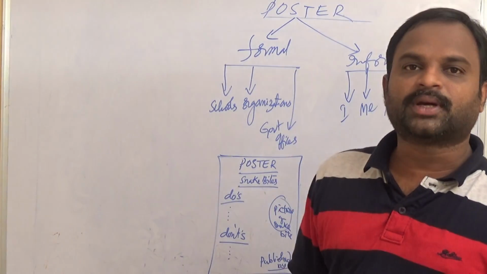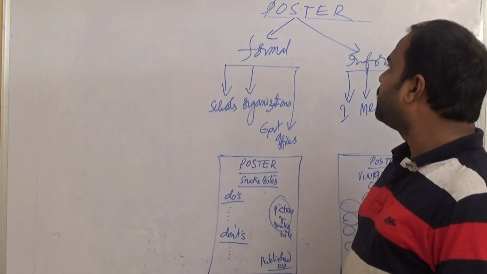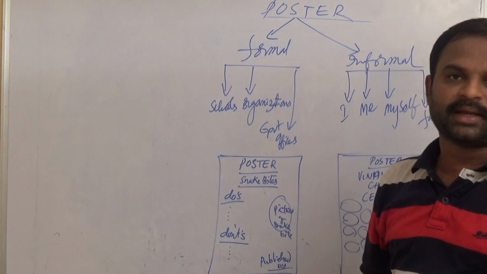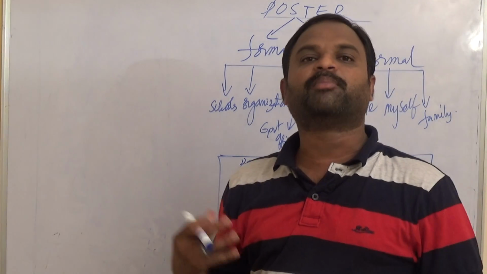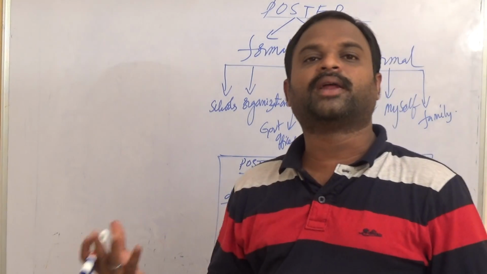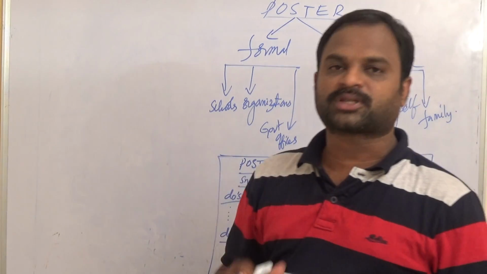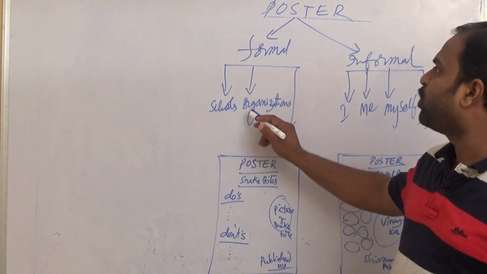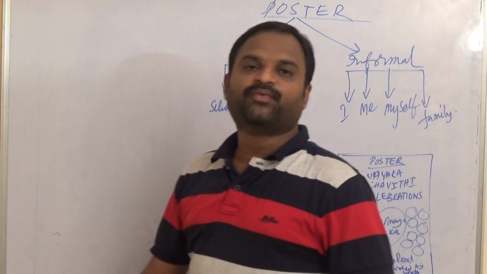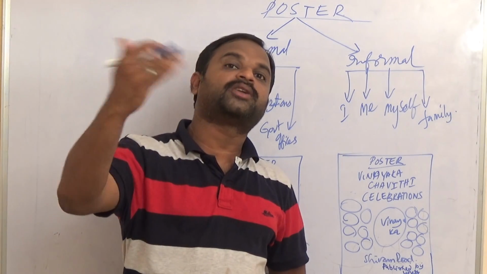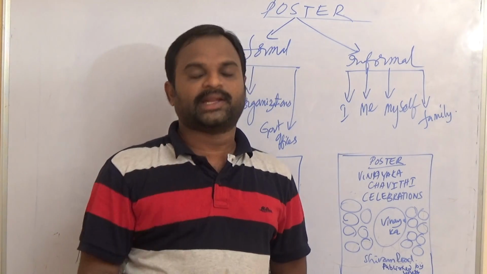So now we proceed to the poster. A poster is nothing but something which is published by an official or a personal individual or a group of people. Here also there are two types of posters: one is the formal poster and the second one is the informal poster. Same like an invitation, a poster is also identical to an invitation.